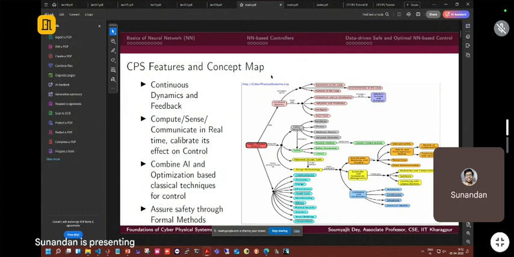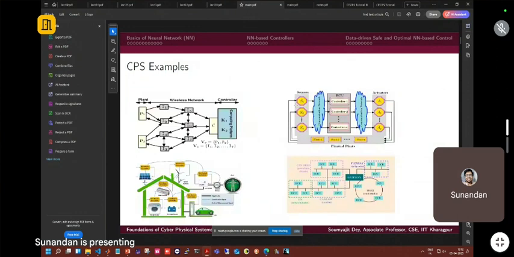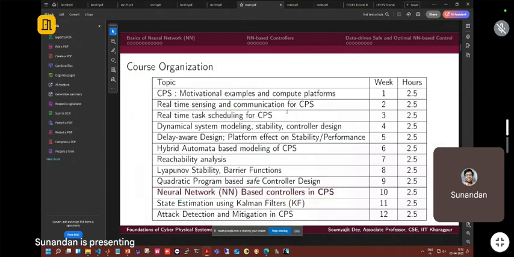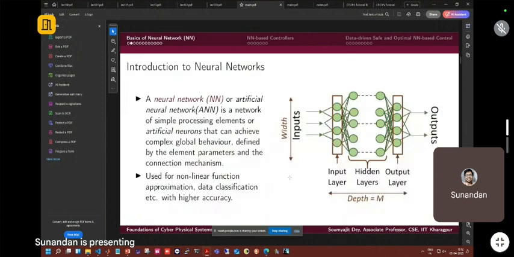So today we'll cover week 10 and week 11 lectures first, and then we'll go through some problems on the contents. So this is the topic, neural network based controllers in CPS. For the week 10 topic, I'll first go through the slides.